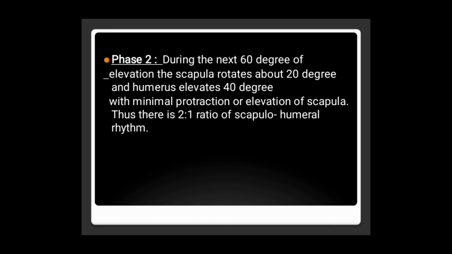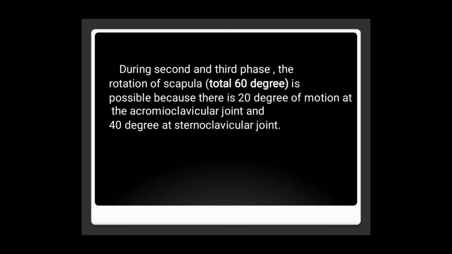Phase 2. During the next 60 degrees of elevation, the scapula rotates about 20 degrees and the humerus elevates 40 degrees, with minimal protraction or elevation of the scapula. Thus, there is a 2:1 ratio of scapulohumeral rhythm. During the second and third phases, a total of 60 degrees of scapular rotation is possible because there are 20 degrees of motion at the acromioclavicular joint and 40 degrees at the sternoclavicular joint.